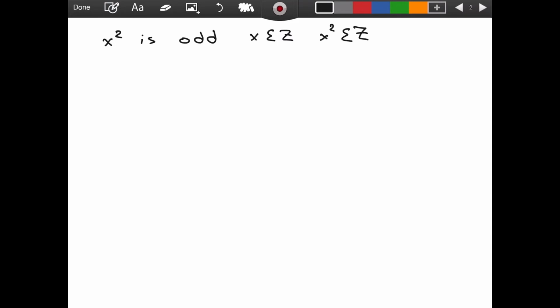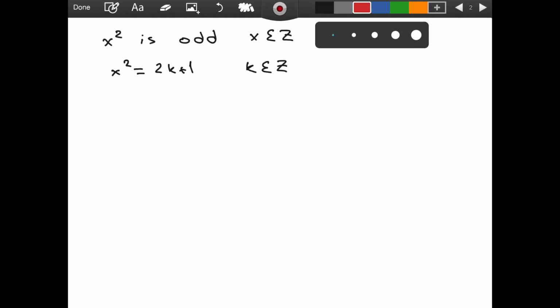So if x squared is odd, how can I represent it? Well, it should be in the form of x squared is equal to 2k plus 1, where k is again an element of the integers. Here I want to mention one thing. I will start with a different approach.